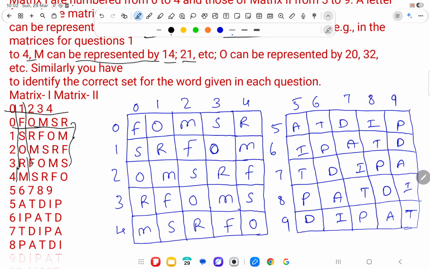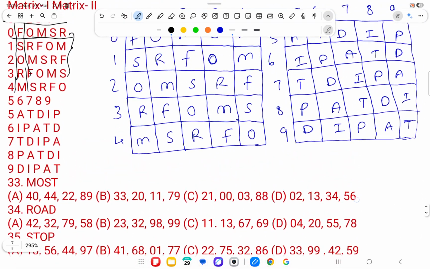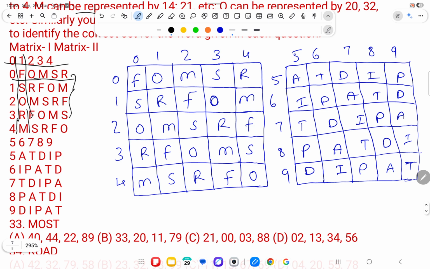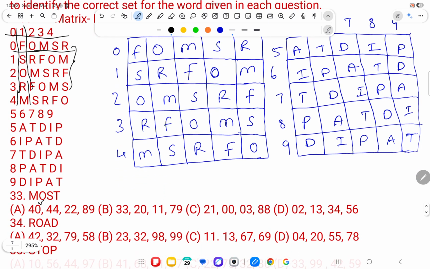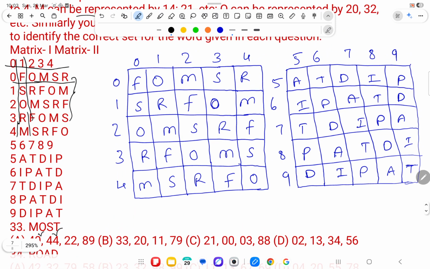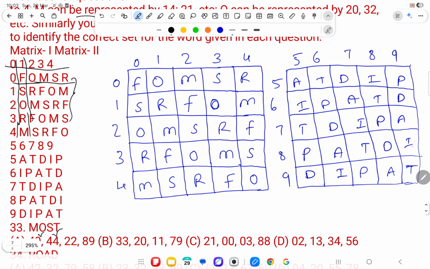Hope you understood this. Next, they have given many letters. Now they are asking the code for MOST. M is for the first option given, 40 40 40, yes it is there. Give a small tick mark, that doesn't mean that it is the answer. Then O is for 4 4, it is also correct. S is for 2 2, yes it is also correct. Then 8 9, T for 8 9, no, I is given there, 8th row 9th column, so this is not our answer.